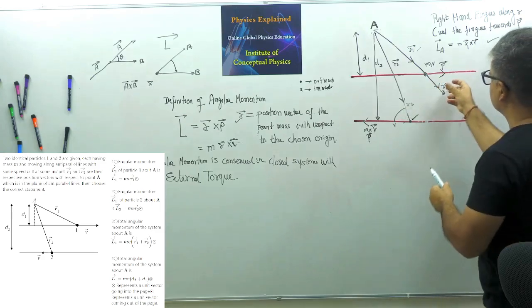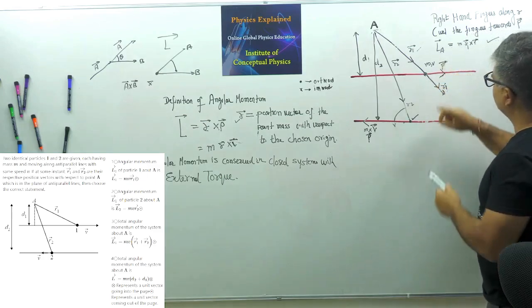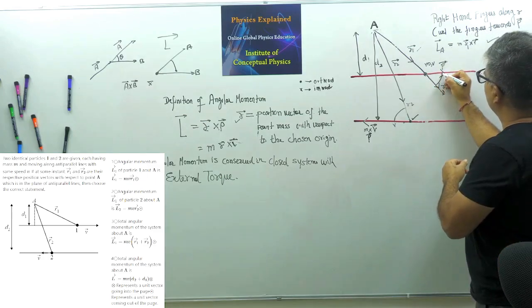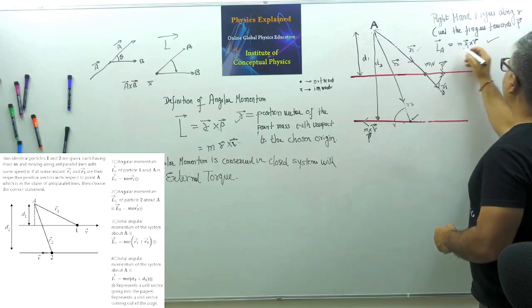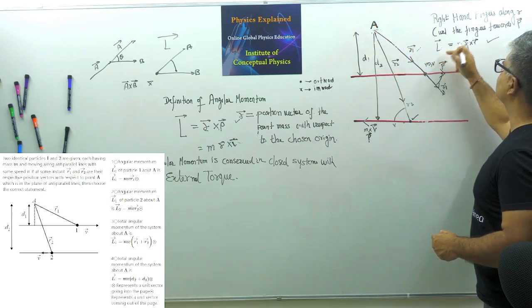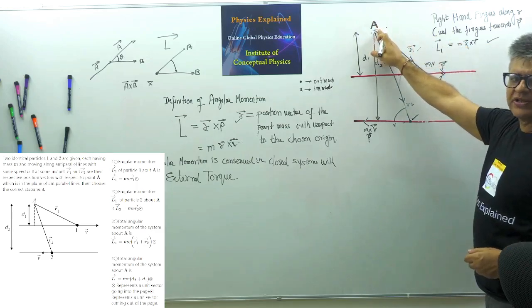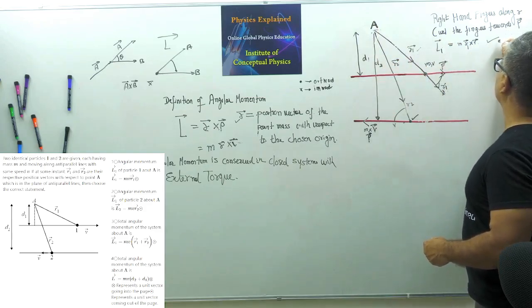Cross, I have to do this from R1 to P. I'm moving from R1 to P like this. So this is outward. So my LA, the angular momentum of the first mass with respect to the origin, is now M R1 cross V, and it is outward. So I've written that.